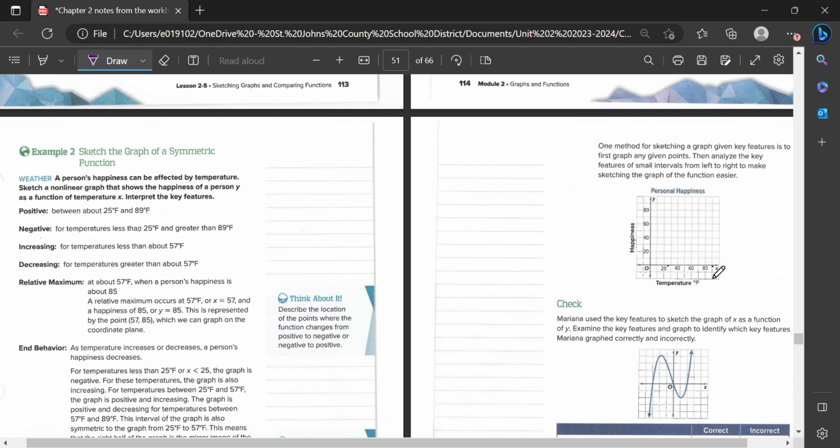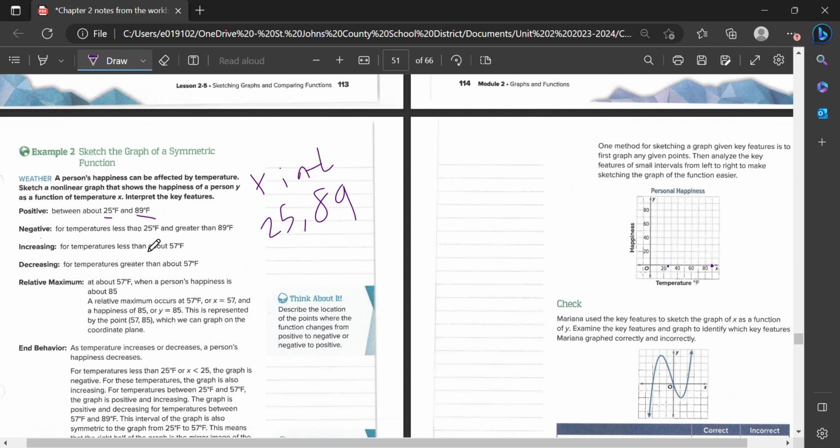Okay. So how did I know that 25 and 89 were going to be my x-intercepts? How I knew that was because anytime it talks about positive and negative, that's where our x-intercepts are, those numbers. So 25 and 89 are our x-intercepts. X-int, 25 and 89. So that's why we put these little dots here. I know it's hard to see. My apologies. Okay. So, negative for temperatures less than 25 degrees and greater than 89.